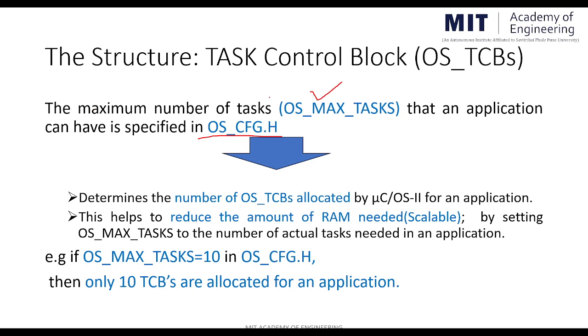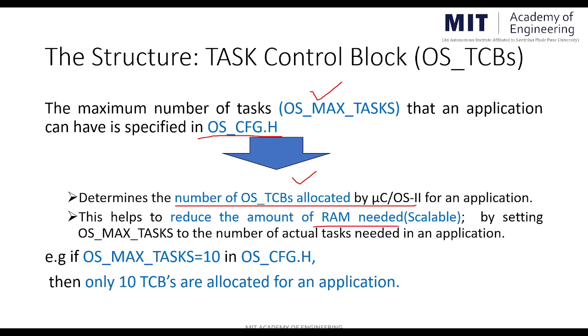The maximum number of tasks an application can have is specified by the variable OS_MAX_TASKS in the os config.h file. So I can restrict the number of tasks by giving the value in OS_MAX_TASKS in the configuration file. This value determines the number of OS TCBs allocated by MuCOS2. If 10 tasks are created, then only 10 TCBs are allocated for us. This helps to reduce the amount of RAM needed.